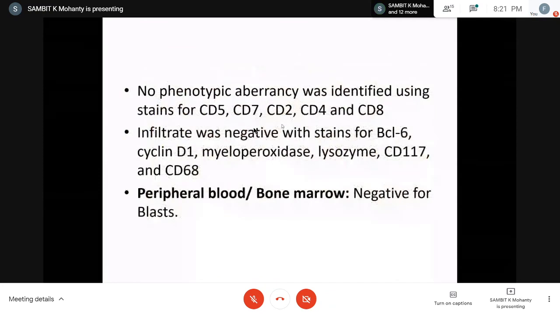So, diagnosis. There is no phenotypic aberrancy. It was identified using the stains for CD5, CD7, CD2, CD4, CD8. The infiltrate was negative for BCL6, cyclin D1, myeloperoxidase, lysozyme, CD117 and CD68. Peripheral blood and bone marrow negative for blasts. What is the diagnosis?